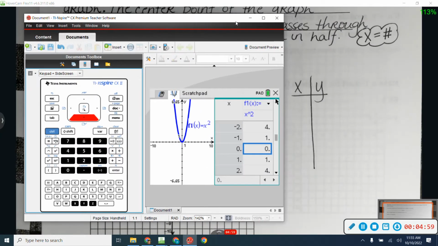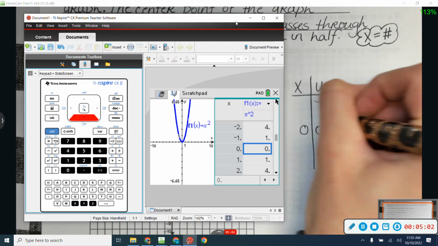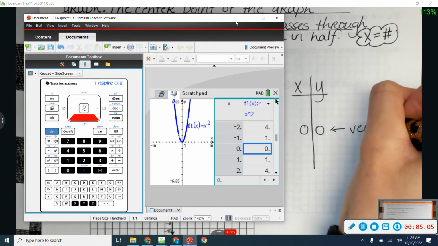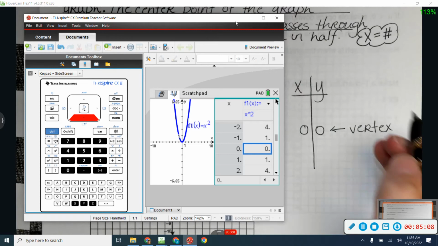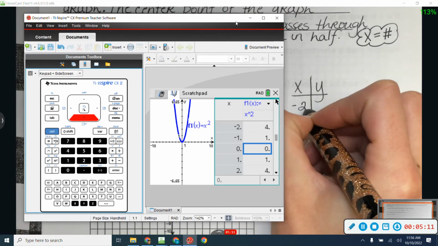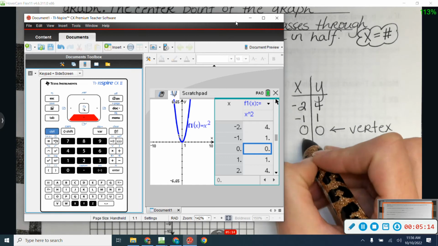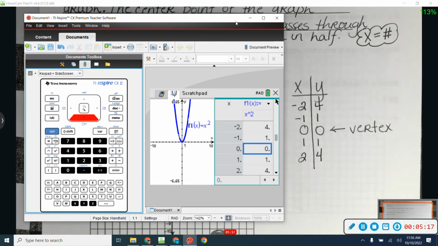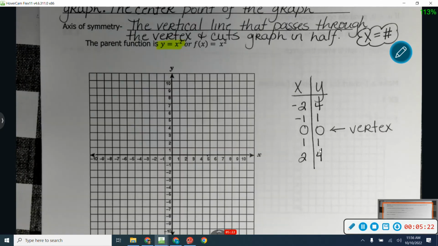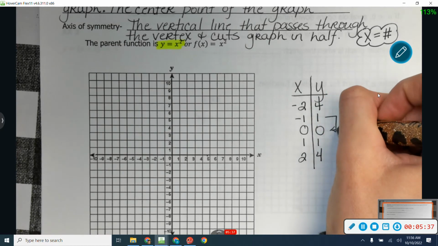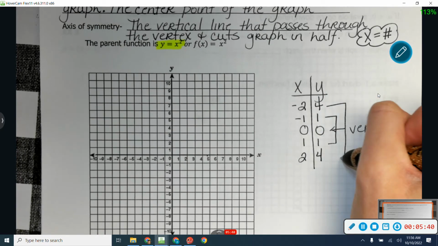So we're going to put our vertex in the middle, and then 2 above and 2 below, just like we did with absolute value. So I've got negative 2, 4, negative 1, 1, 0, 0, 1, 1, and positive 2, 4. Do you notice anything about the y values of the table? They're all positive. They're repeating. So that is the key about the vertex. Your y values should repeat around that vertex.